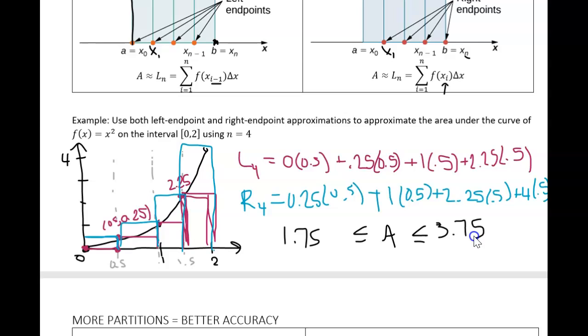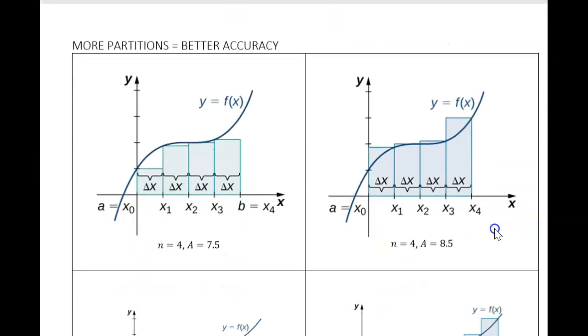Okay, so then we're going to talk about how this leads into the types of sums we want to be calculating, which are ultimately going to be called Riemann sums. And this idea is that the more partitions you have underneath your curve, the better your accuracy will be. So here we have 4 partitions with a left-hand and a right-hand sum, and our areas are 7.5 and 8.5 respectively. You can see quite a bit of overlap or underlap in the area calculation.